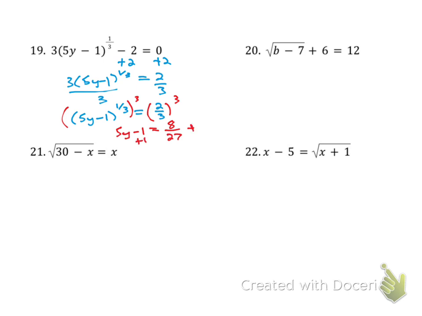Add 1, which will be 27 over 27, which gives you 5y equals 35 over 27. Divide by 5. When you divide and you have a fraction, you want to multiply by the reciprocal. So that becomes y equals 7 over 27. And if you plug that back in, that would work.